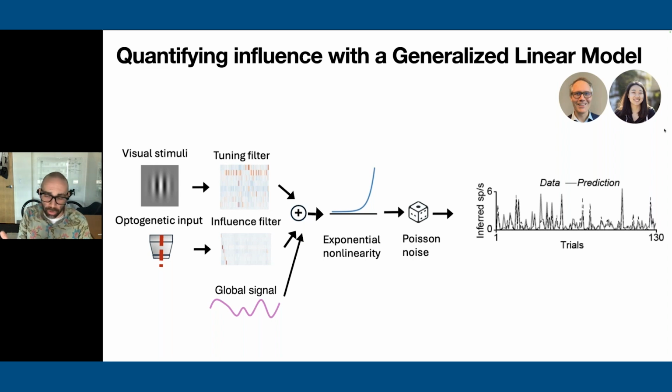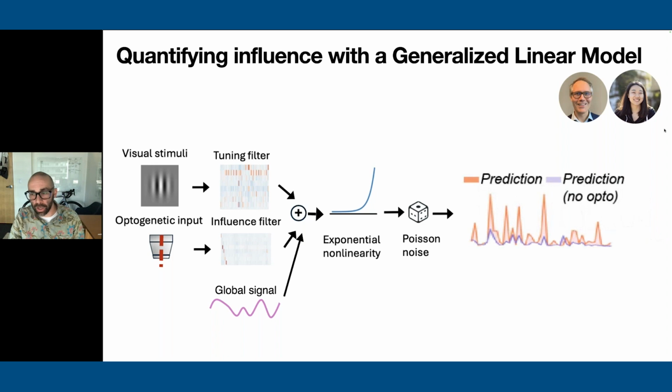Once we have a model that works pretty well, we can measure influence by actually just removing the optical target weight. We generate our prediction, shown here in orange, and sorry for the low resolution image. Then we set the weight for a given photostimulation target to 0, and we take the difference between those two. The difference in predicted spike rate is now our measure of influence.